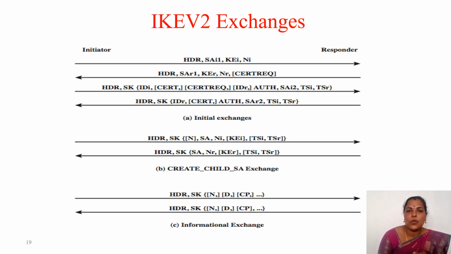So how the IKE v2 exchanges happen: first we have the initiator as well as the responder, and the information is exchanged. First there are initial exchanges, where the initiator sends to the responder, then the responder sends a reply to the initiator. This provides authentication. Then we create a child security association exchange, again from initiator to responder and responder to initiator. Finally we exchange the information. So if we need to exchange some information, we first need initial exchanges, then we have to create the child security association, and only then exchange the information.